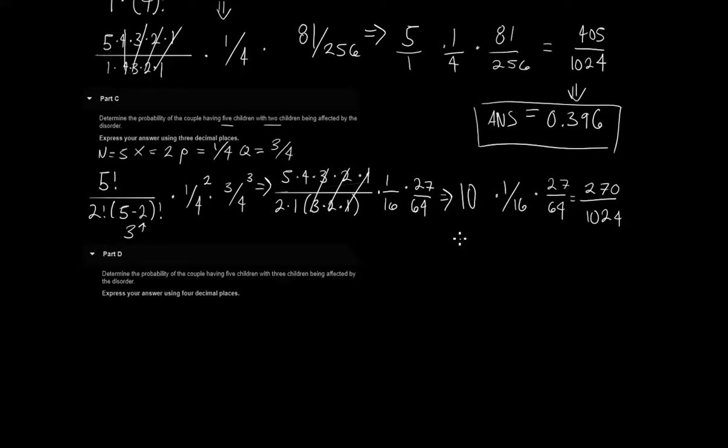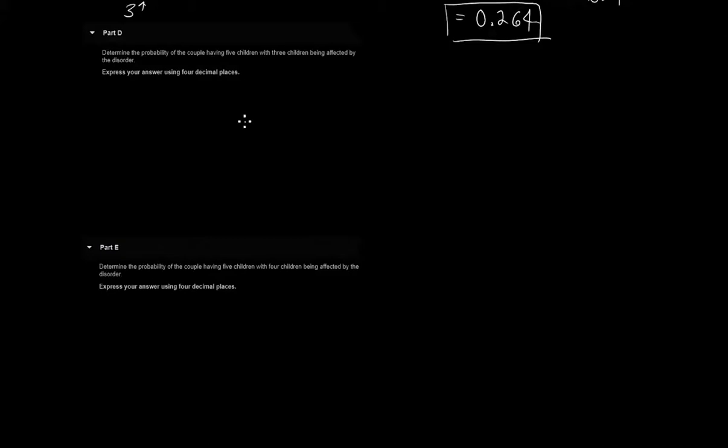When we simplify that even further, our decimal value is going to be equal to 0.264, the answer to this question, or the probability of the couple having 5 children with 2 children being affected by the disorder. Part D is asking us to determine the probability of the couple having 5 children with 3 children being affected by the disorder.